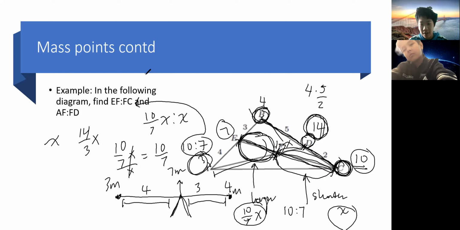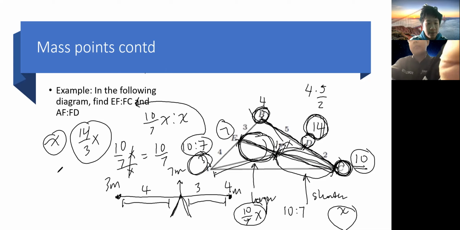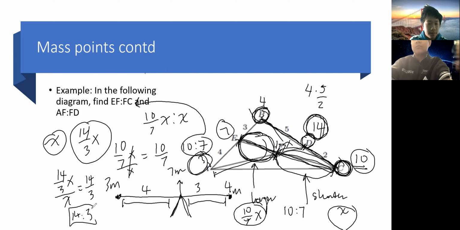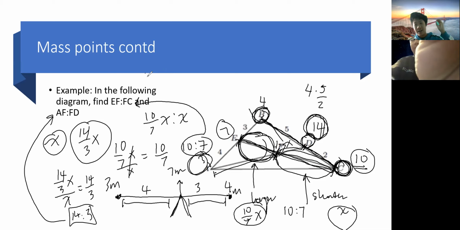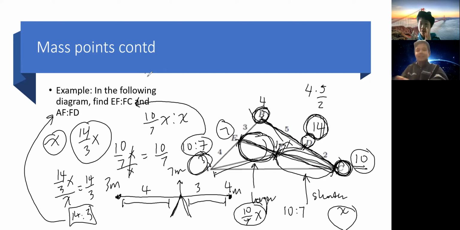So what's the ratio of AF to FD? Well, AF, we said, is 14 over 3x because it's the longer one. FD is x. So basically, we have 14 over 3x over x, which is just 14 over 3, or basically 14 to 3. That's the answer to this one. So this is all about balancing, right? If you have some guy that's x times heavier than the other guy, the lighter guy has to be a distance x times greater from the pivot than the heavier guy.